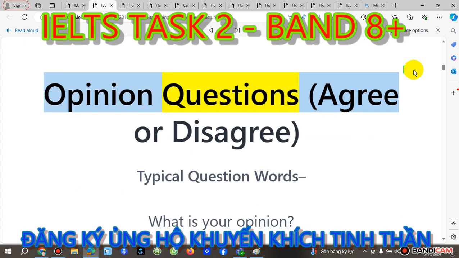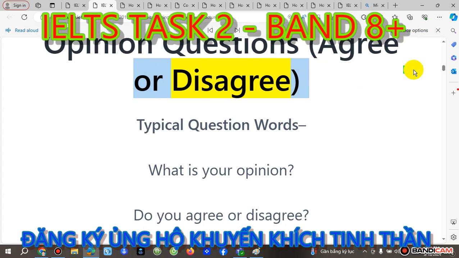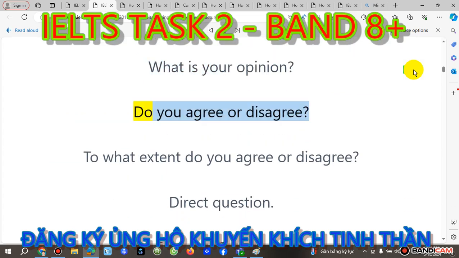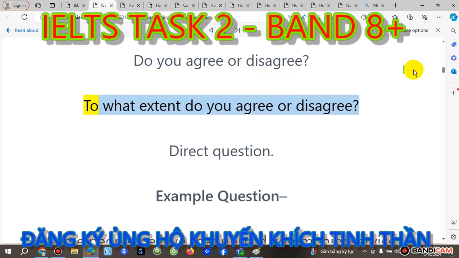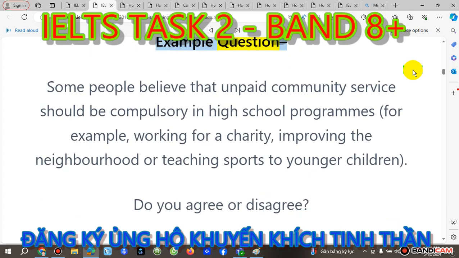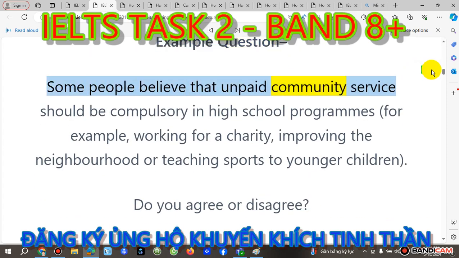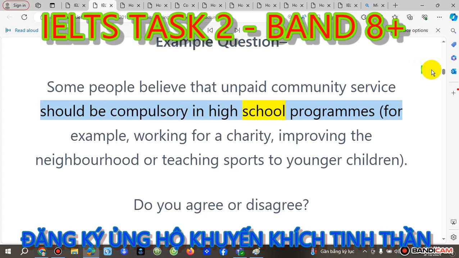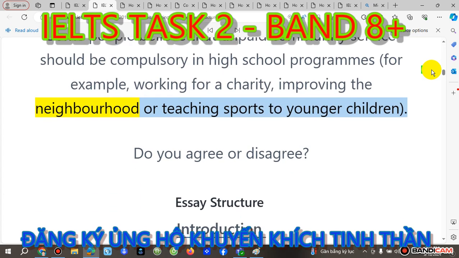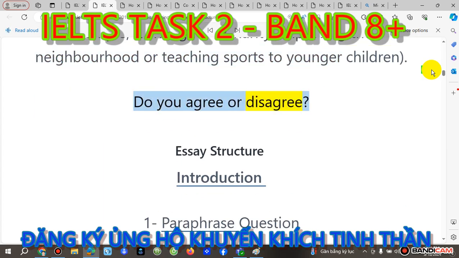Opinion questions: agree or disagree. Typical question words: what is your opinion? Do you agree or disagree? To what extent do you agree or disagree? Direct question. Example question: some people believe that unpaid community service should be compulsory in high school programs, for example, working for a charity, improving the neighborhood or teaching sports to younger children. Do you agree or disagree?